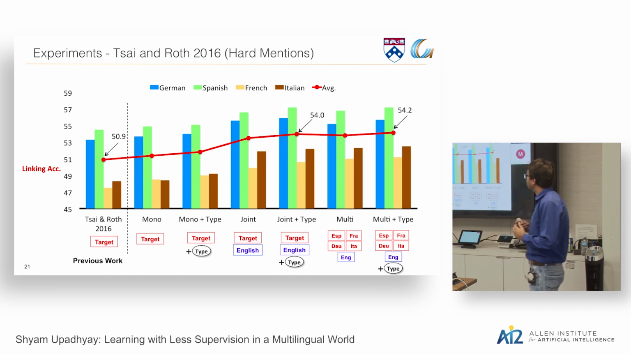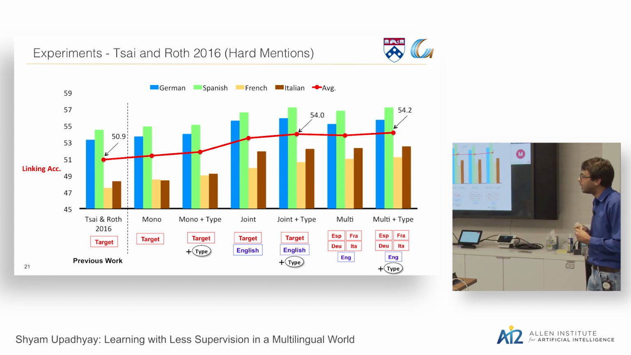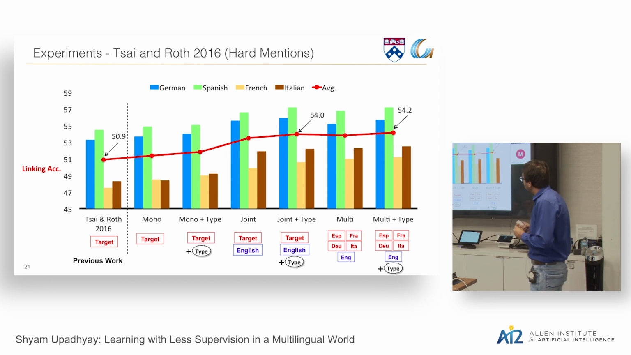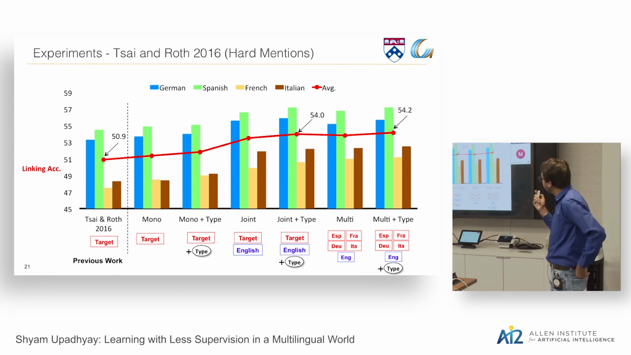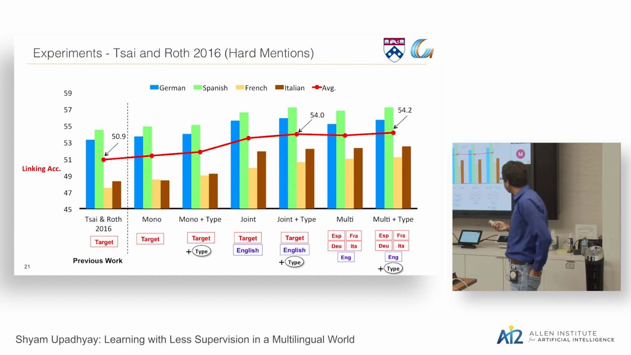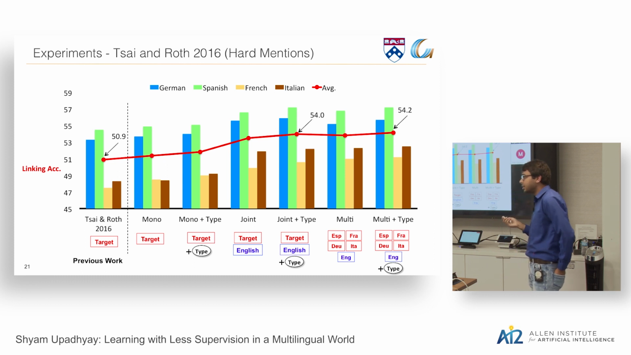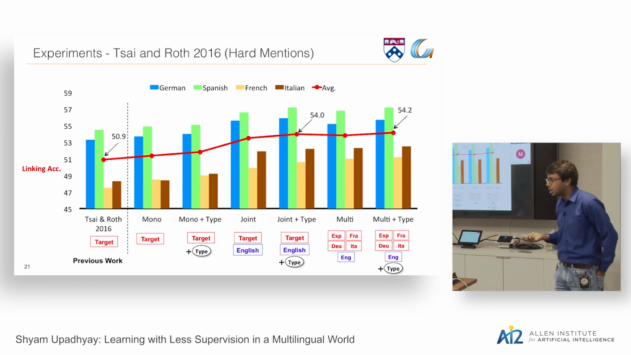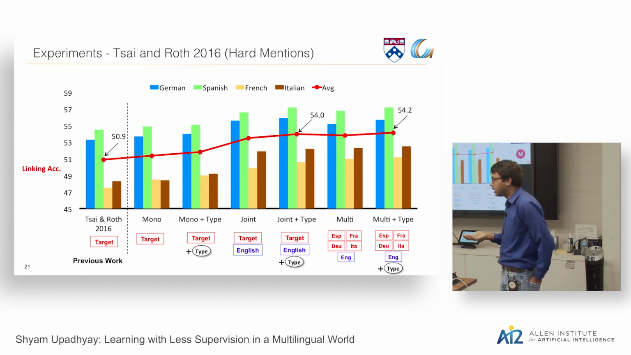Another thing to compare here is the performance of the multilingual model with the joint model. You can see that the performance only drops negligibly, and in fact, it improves slightly when we add the type information back. This is really encouraging because now we can train a single model for 5 languages, which is a reduction of 5 times in parameter space.